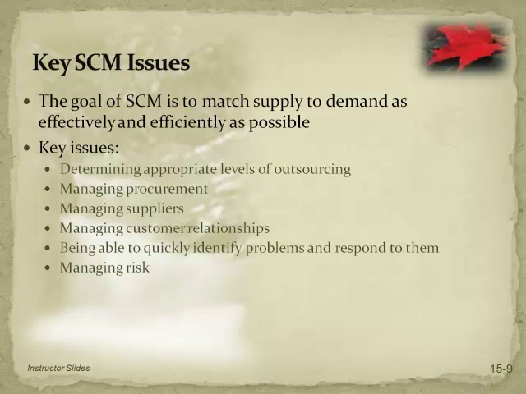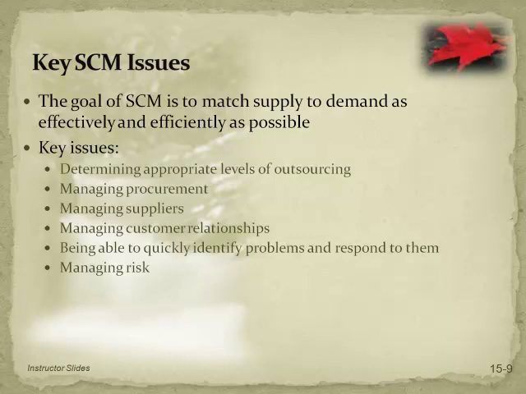Some of the key issues and some of the key decisions that have to be made in supply chain management are shown on this slide here. Of course, the overall goal of supply chain management is to match supplies against demands. And that is a statement that's very easy to say, but it's very difficult to do. The reasons why it's very difficult to do is because of the variability and also the uncertainty of both demands as well as supplies.